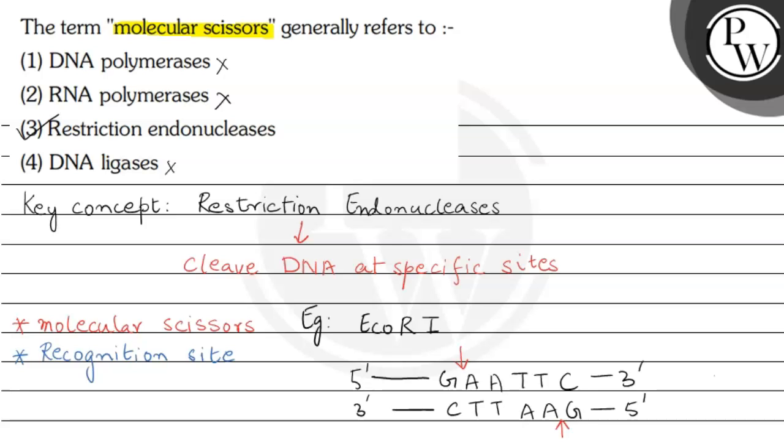Therefore, the final answer for our question is option 3, that is restriction endonuclease. These are the enzymes which are also referred to as molecular scissors. So this is our final answer.